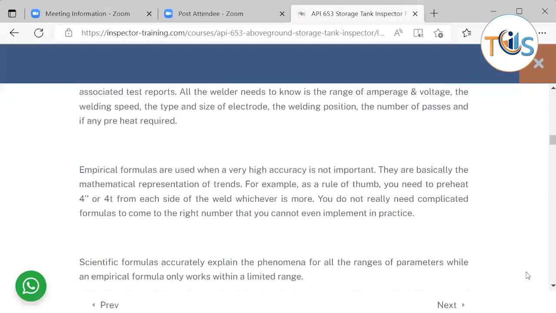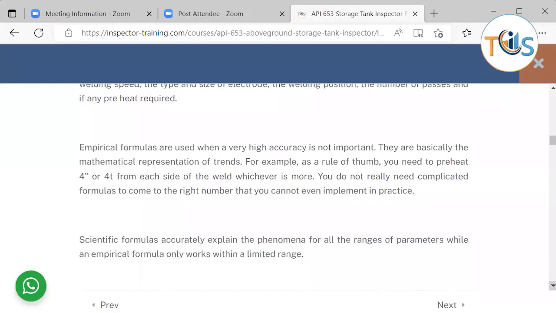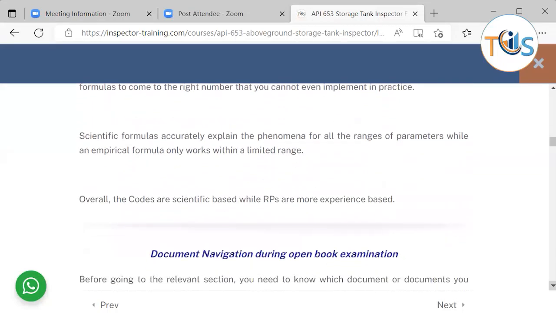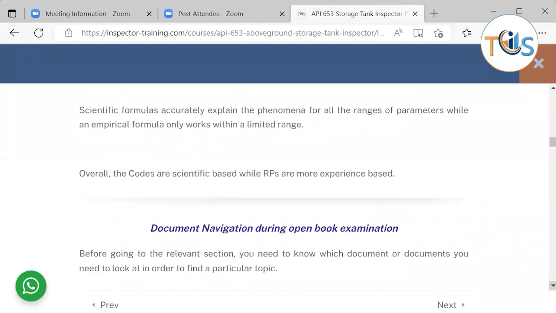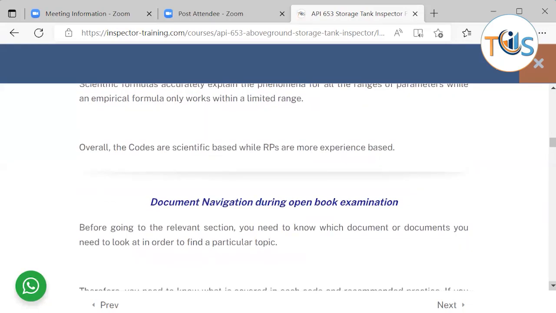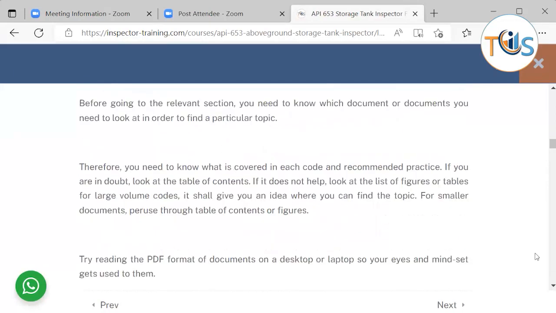Empirical formulas are not highly accurate and that's not important. For example, if you want to do a preheat, the recommended practice says that it should be 4 inch from each side of the weld. So you don't need to get an accurate number or picture of that, as long as it's mostly a rule of thumb, and they are very practical. Overall, the codes are scientific based, while RPs are more experience based and they show the trends with empirical formulas and so forth.